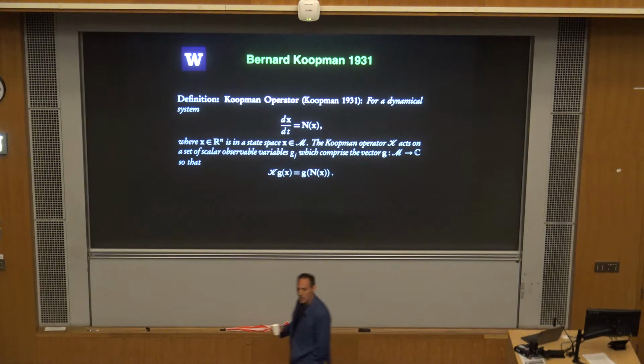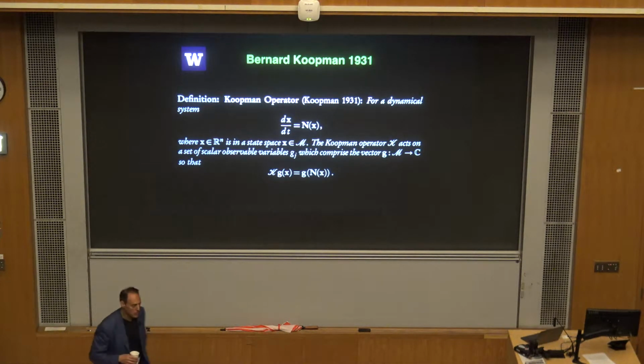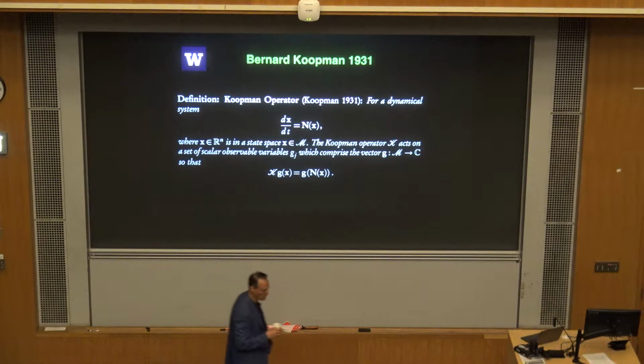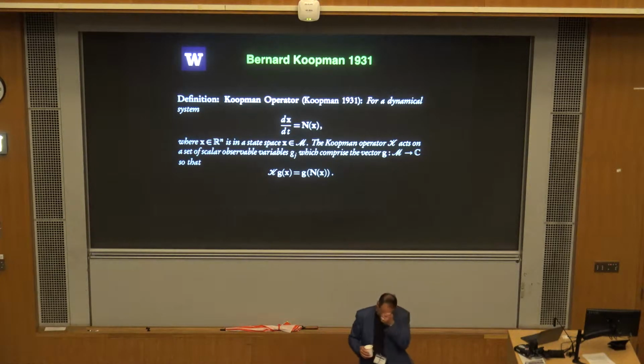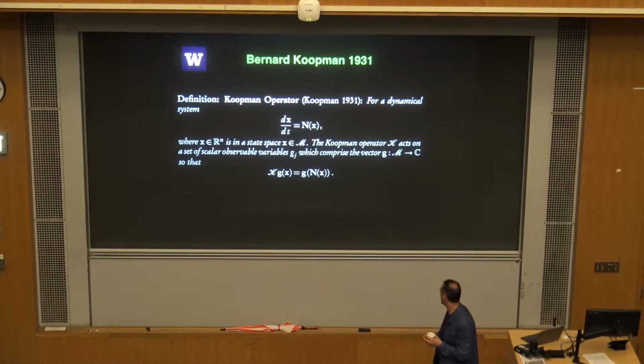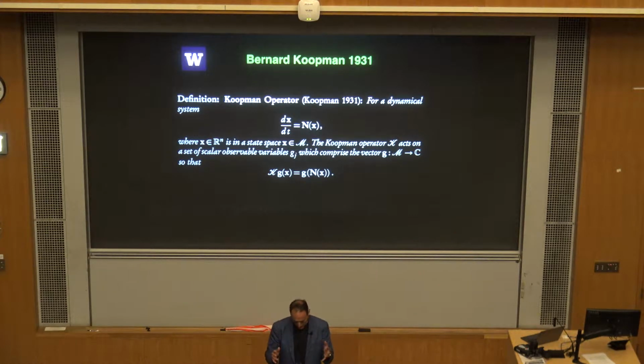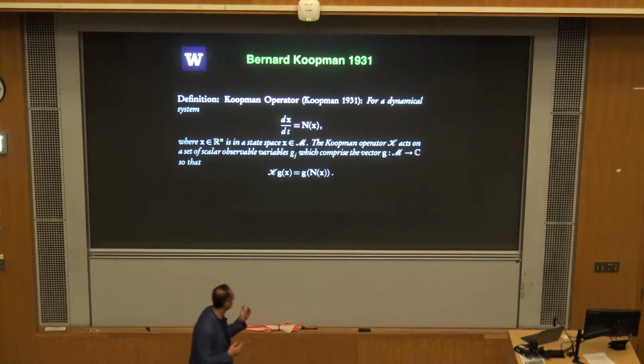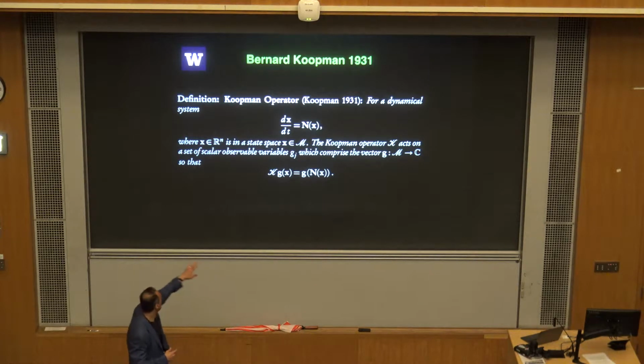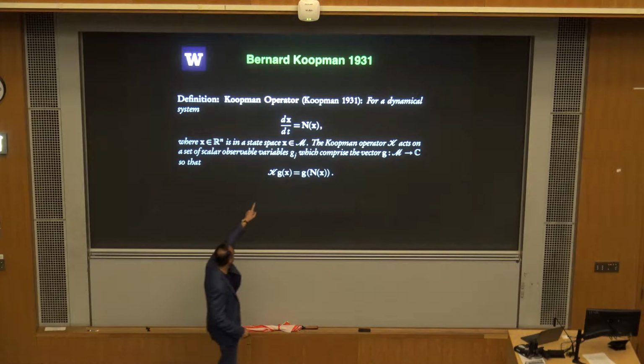We're going to talk about Bernard Koopman, 1931. The paper he wrote has become a hot topic in what we looked at: Koopman operators. So Koopman in 1931 was working on quantum mechanics, and he wrote down this definition of what we call a Koopman operator. You give me a nonlinear dynamical system.